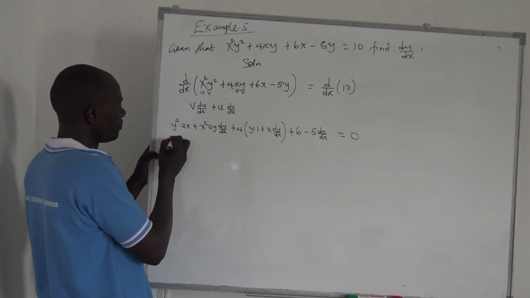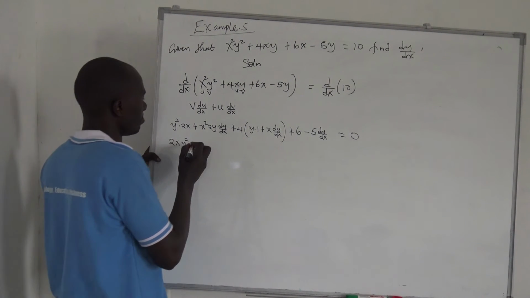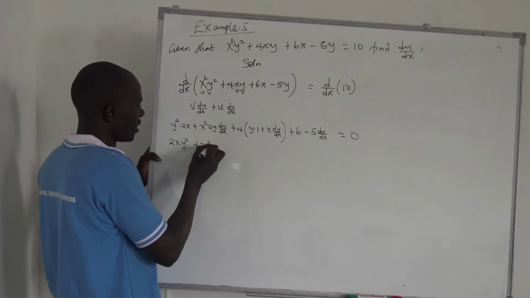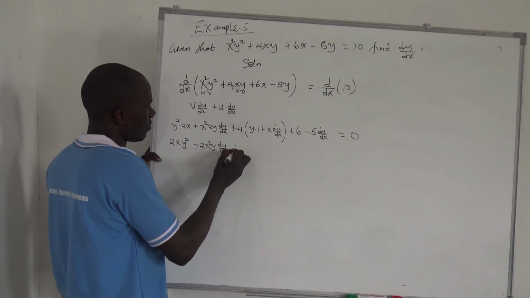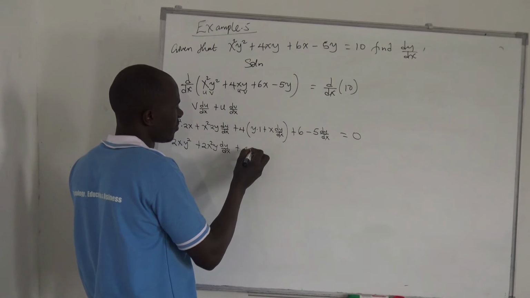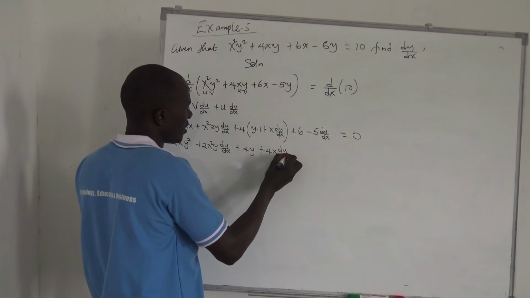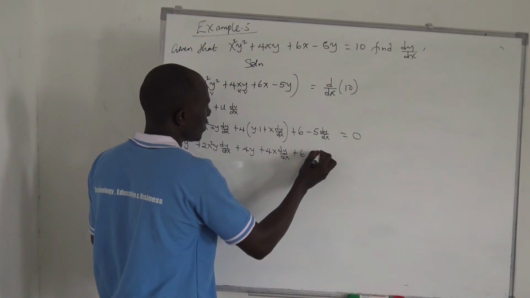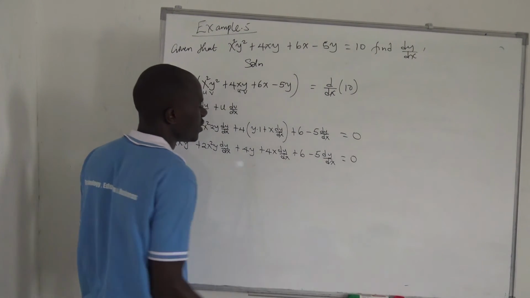What do we get? We get 2xy squared plus 2x squared dy/dx plus, pushing in, what do we get? 4y plus 4x dy/dx plus 6 minus 5 dy/dx equals 0.